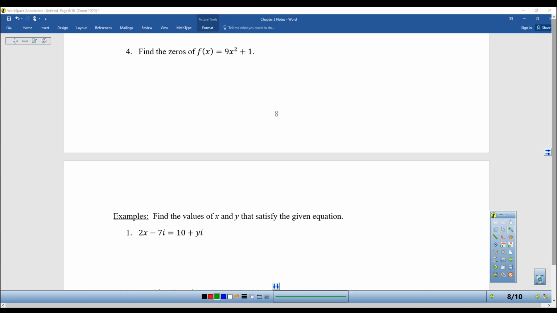Last one. Find the zeros. So 0 is equal to 9x squared plus 1. Negative 1 is 9x squared. Negative 1/9 is x squared. I take the square root of both sides. I don't forget my plus or my minus.